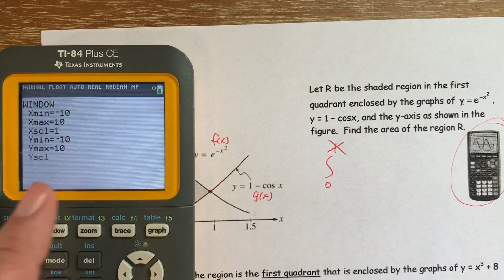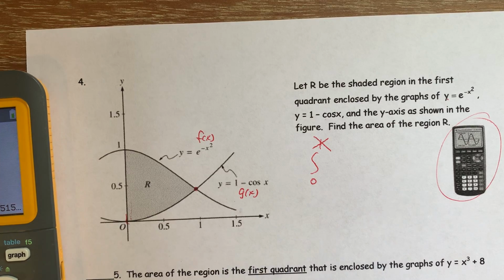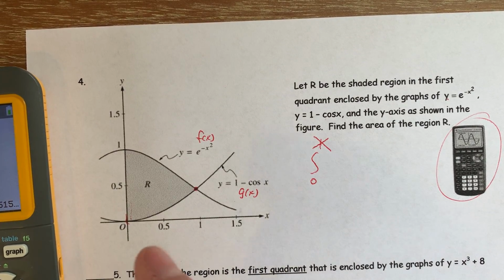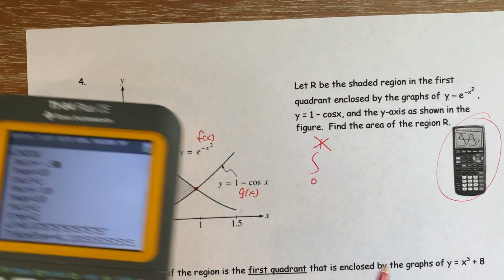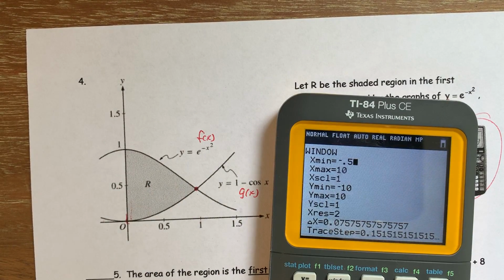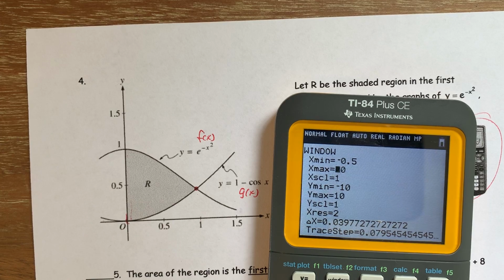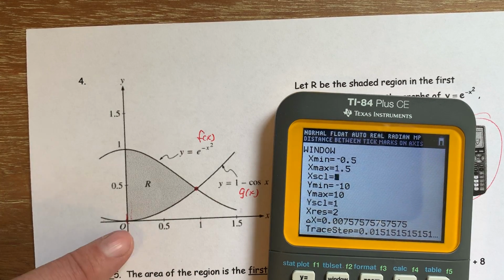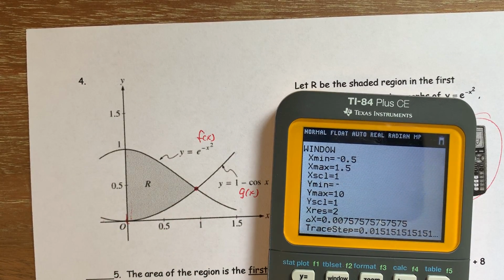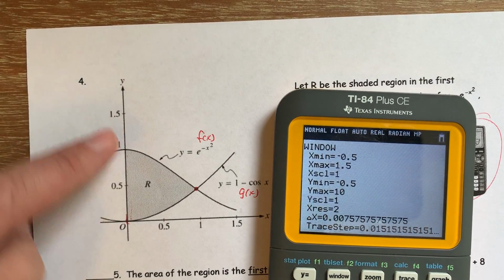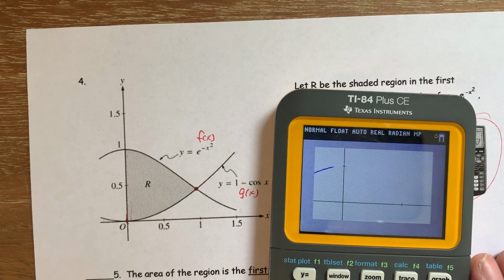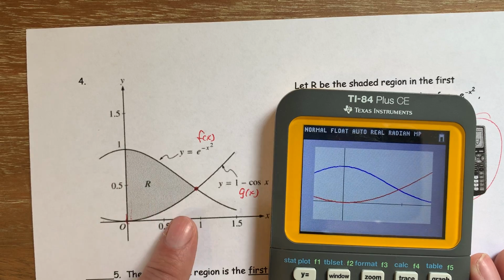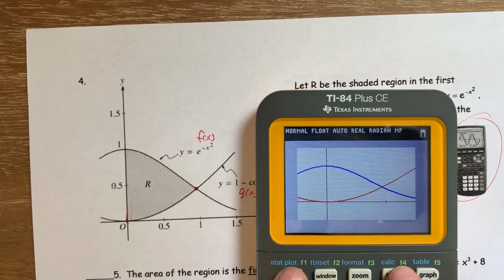I'm going to make my window go from just a little bit below 0, like negative 0.5 to maybe 1.5. And the y-min is going to go from a little bit below 0, like negative 0.5 to 1.5. So that way I can kind of see what we're seeing here. We can kind of see the same thing, right? And we're finding the intersection.